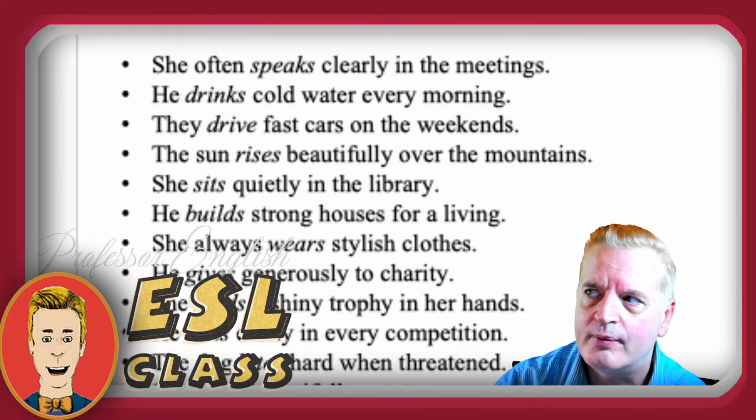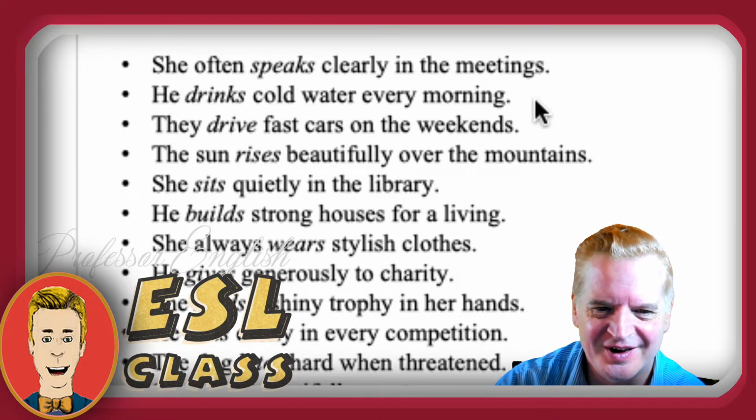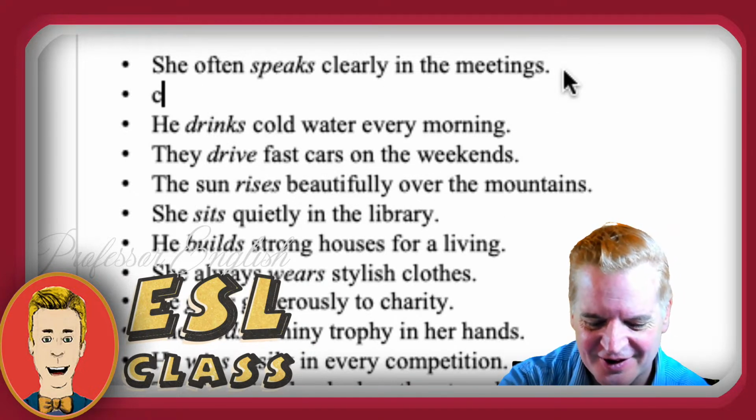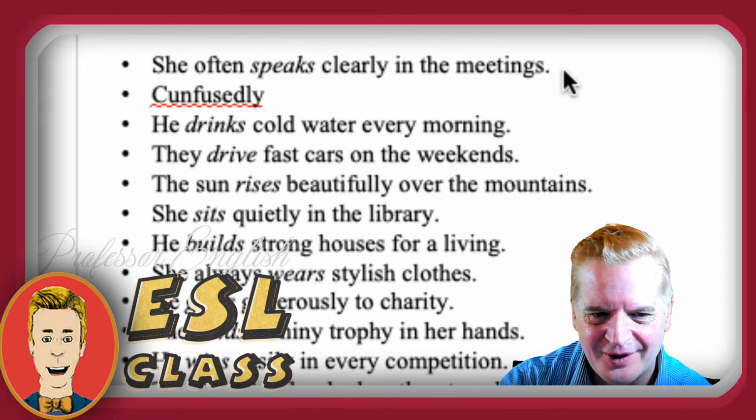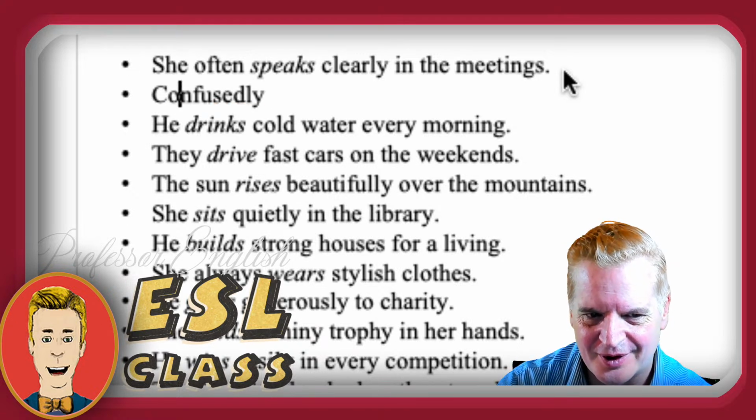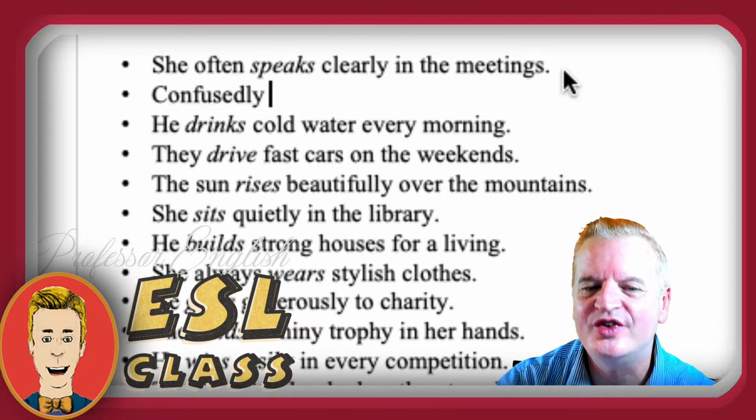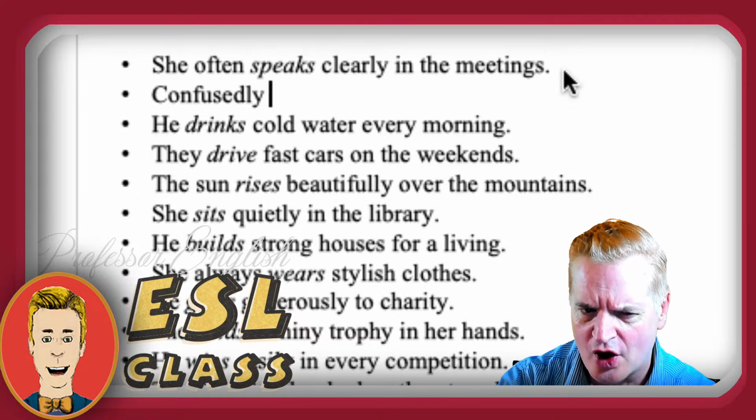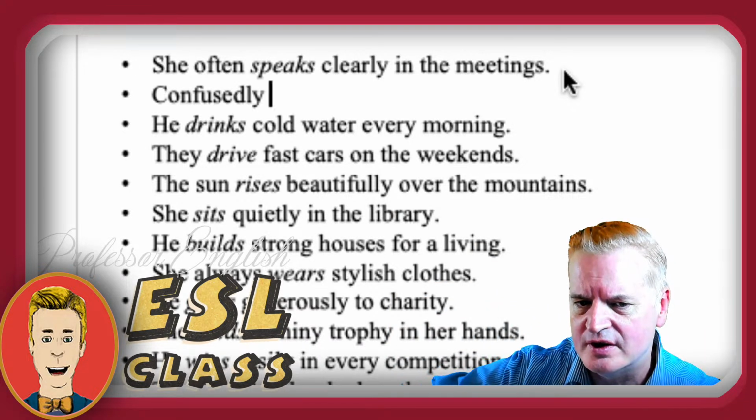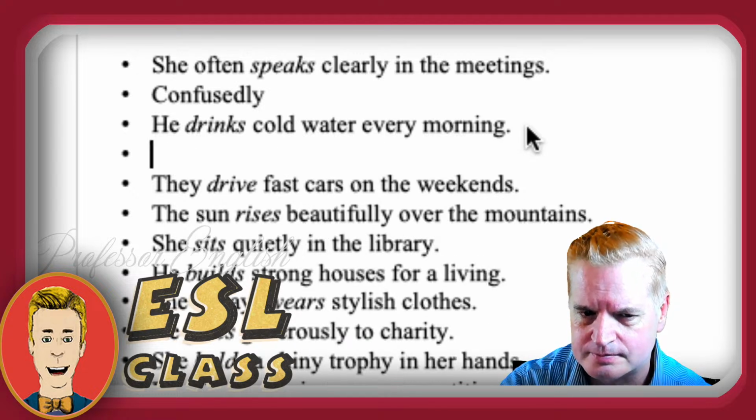Let's say confusedly. She often speaks confusedly in the meetings. That's a kind of fancy word, so we better write it down. Confusedly. Oops, let's change that to an O. Confusedly. And this is a focus word. So you would say confusedly. She often speaks confusedly in the meetings. That intonation will help reduce your accent by very much.